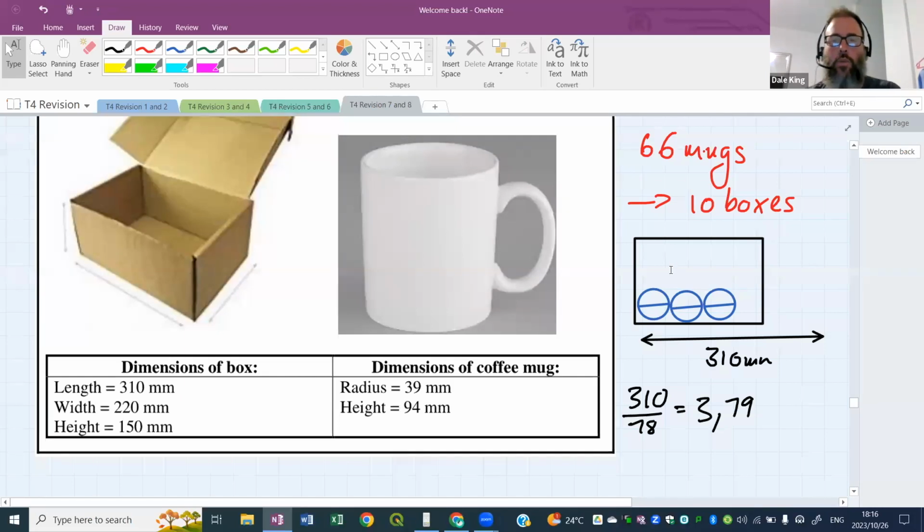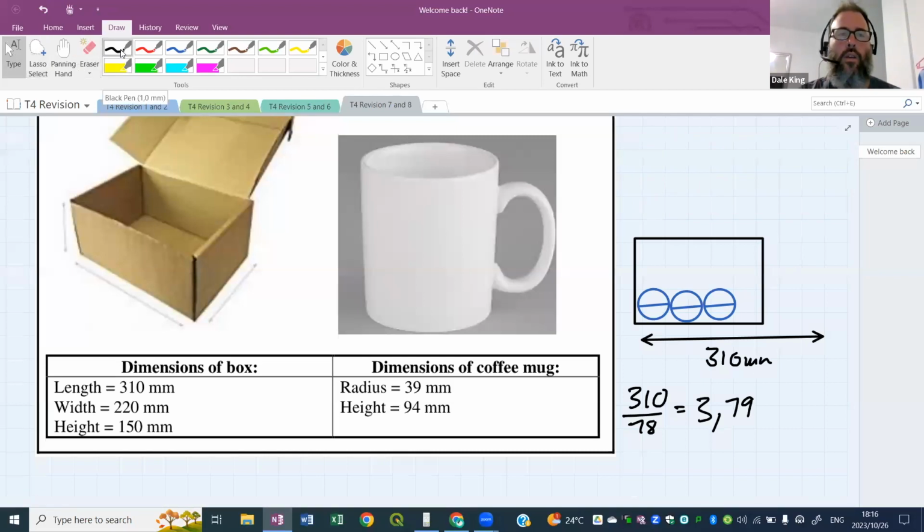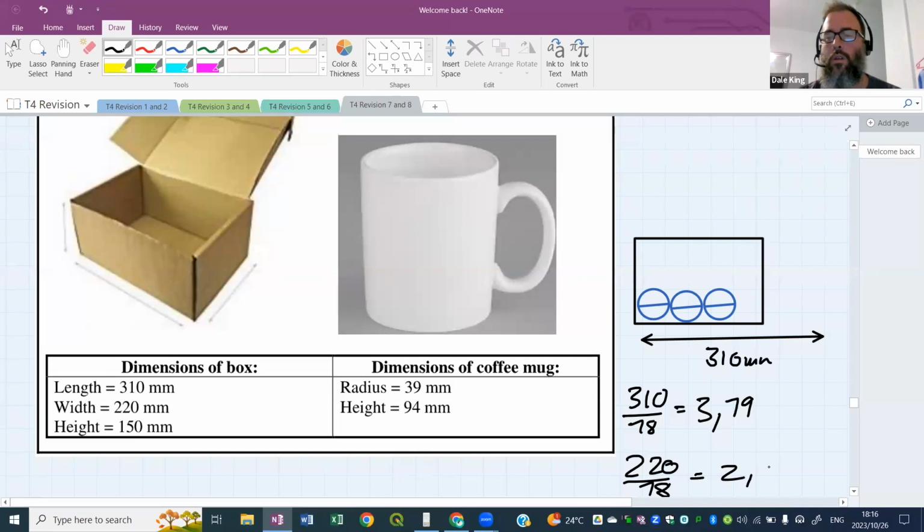All right. Now I need to work on the width of this box. Let's work 220 divided by 78, which equals 2.82. So we'll just put that as 2 mugs. So what Mohammed is saying is that we can't fit a lot of mugs in here. We can only fit 2 widthways. So we're going this way now, and I'm just going to draw a little arrow up like this. We're talking about this way, the width, which is 220.